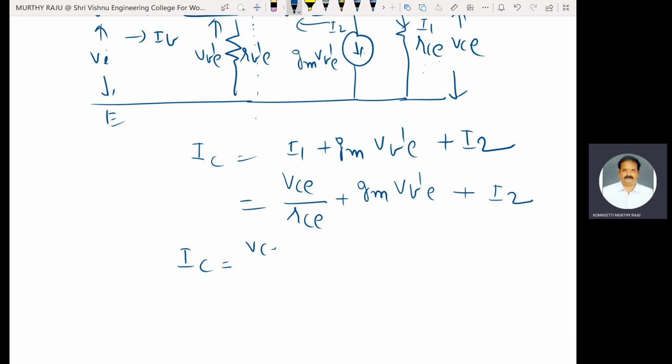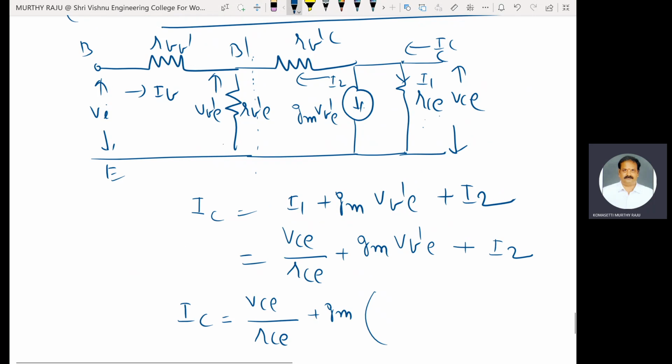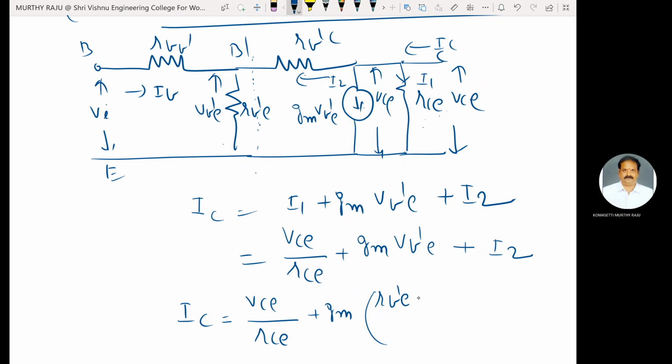VB'E, which is equal to RB'E into VCE, where VCE is the same, VCE into RB'E by RB'E plus RB'C. So GM into VB'E is equal to GM into RB'E into VCE by RB'E plus RB'C.